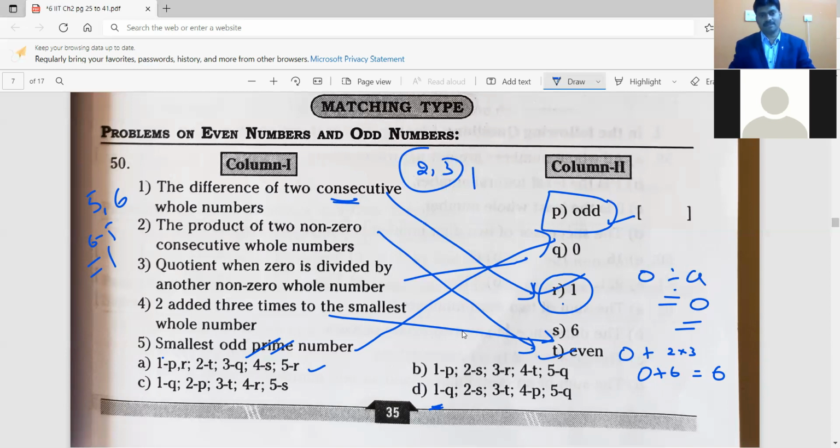Smallest odd prime. But 1 is not a prime. Don't go for this one. 1 is not a prime number. Prime number starts with 2. 2, 3, 5, 7, like that.